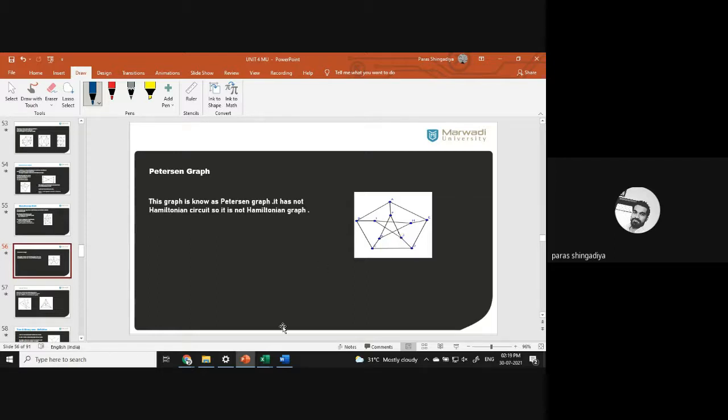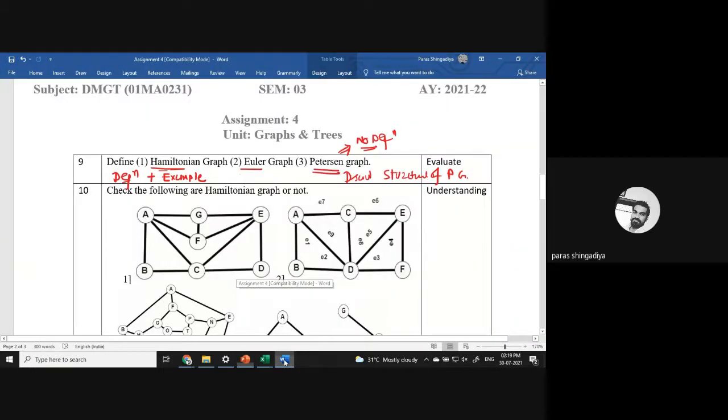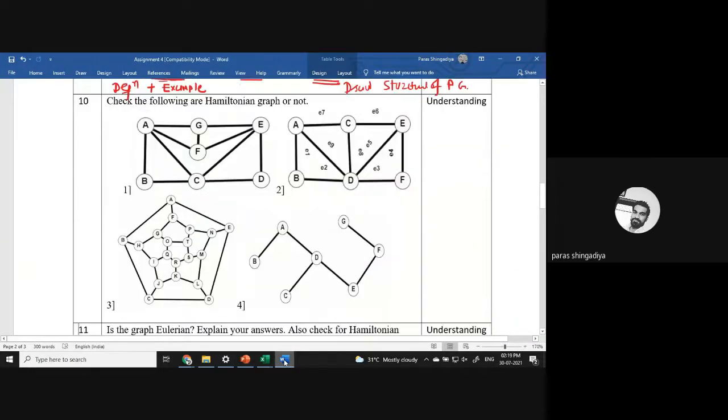And the next question is: check whether the following graphs are Hamiltonian graphs or not. Four various graphs are given. You have to verify whether each is a Hamiltonian graph or not. If it is Hamiltonian, also find the Hamiltonian circuit, meaning which circuit the graph follows. First, you just try it and then we'll discuss.